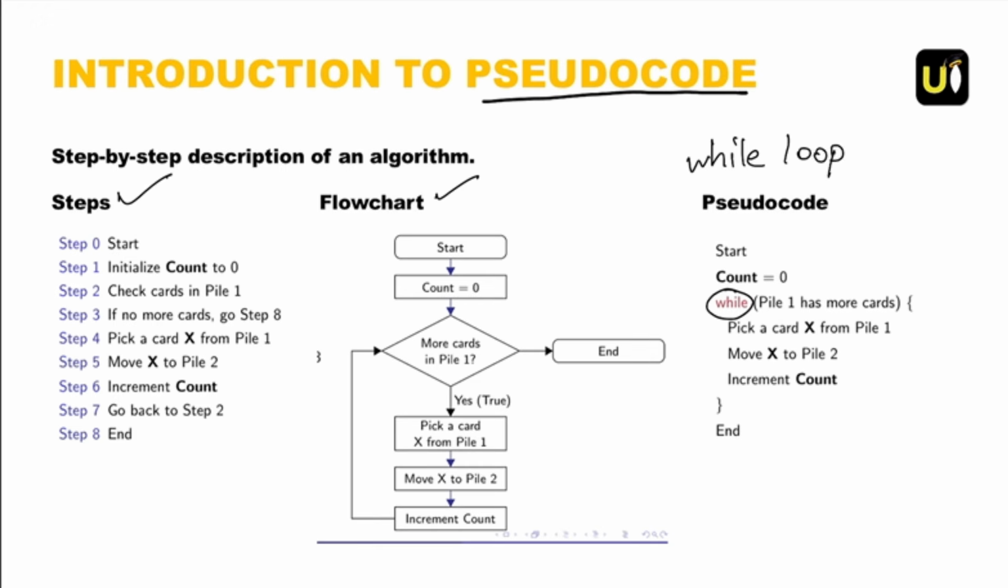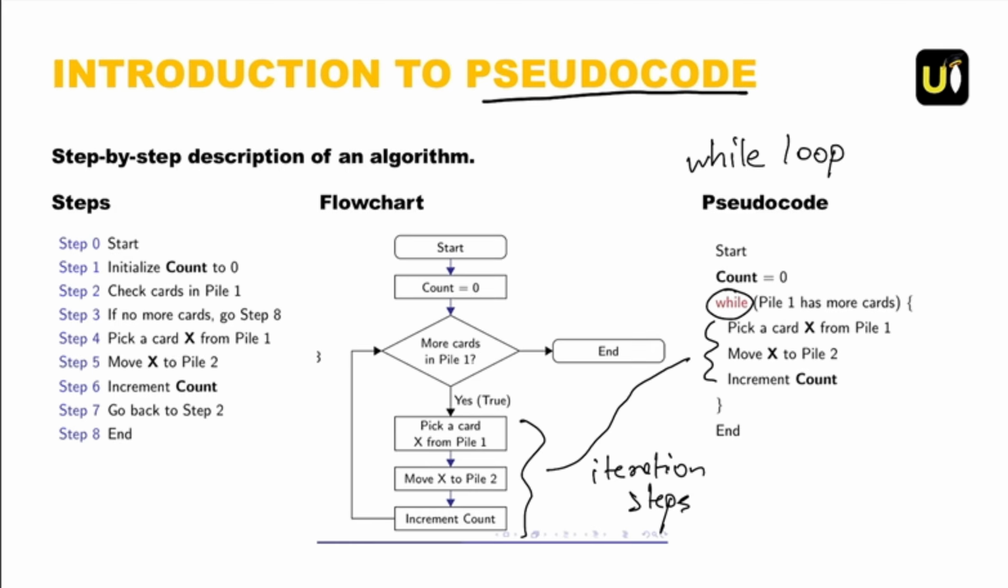And inside the while loop, we have these steps for iteration. See, these and these are the same. These are the iteration steps. So pick x from pile 1, move x to pile 2, increment count. This is the same as you have seen in the flowchart.